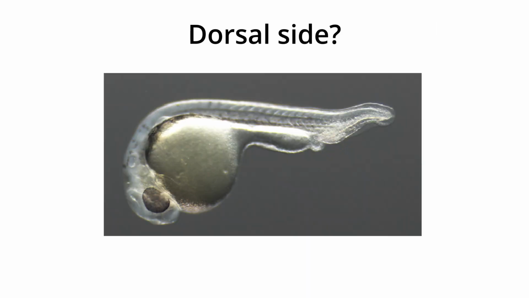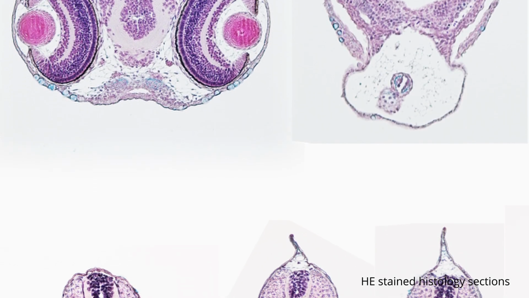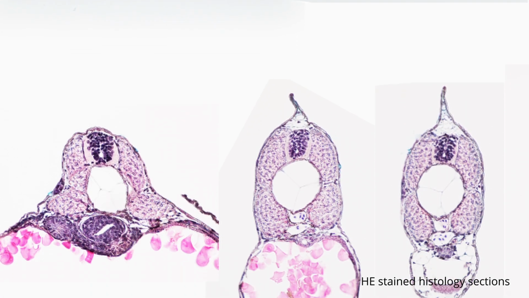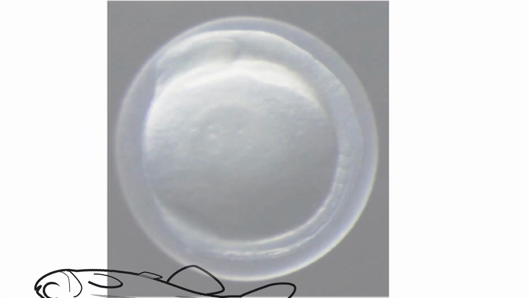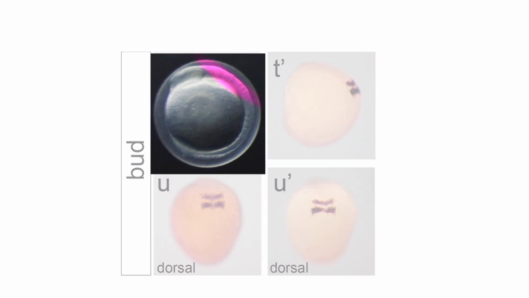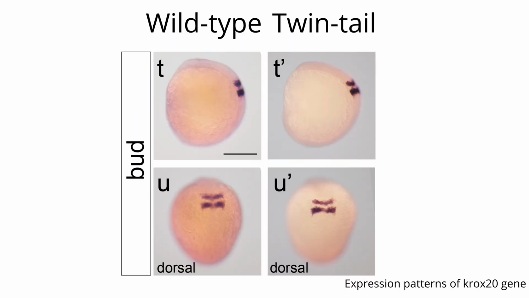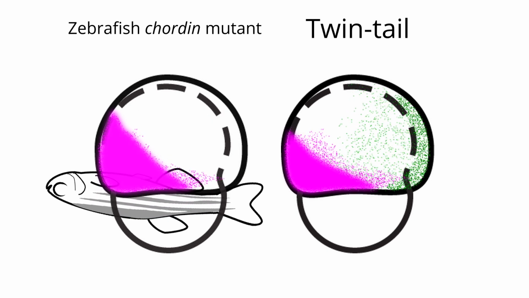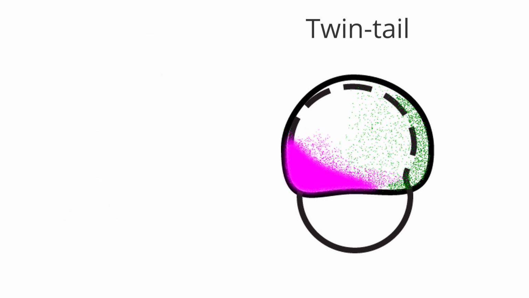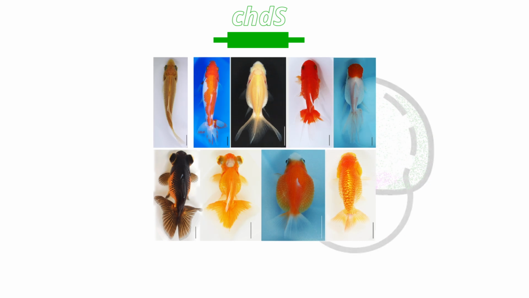So what about the dorsal side? The dorsal side of vertebrates is an important region that gives rise to the neural tube, and it is indeed possible that a reduction in this area could lead to lethality. Let's compare the expression of a gene in part of the embryo's brain between the wild type and the twin-tail. As a result, we found that there was not much difference between the two. This observation suggests that the duplicated coding genes in goldfish help prevent the lethality observed in zebrafish, allowing twin-tailed goldfish to survive despite mutations in one of the coding genes.